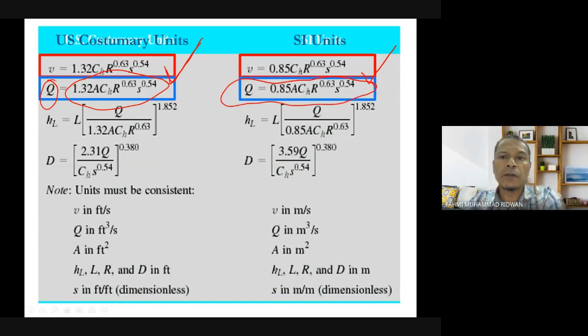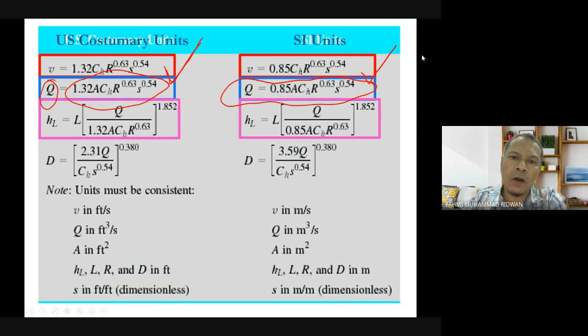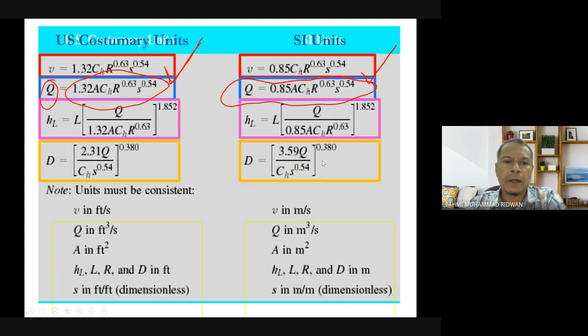Similarly, the head loss and also the diameter can be determined by using the Hazen-Williams equation in different forms. And then we can see also the units are different, because in US customary unit for length we use feet and for weight we use pound, and in SI unit normally for length we use meter and for weight kilogram.